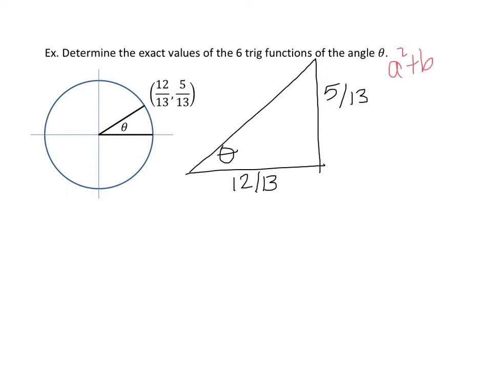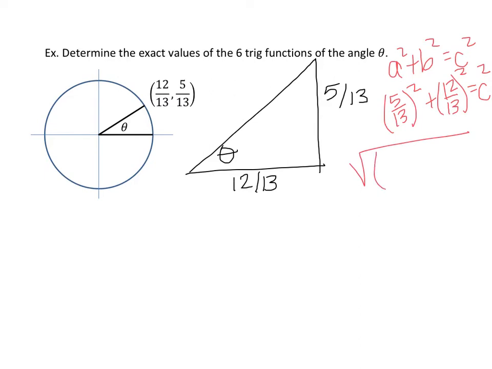A squared plus b squared equals c squared. So we're going to take a and b are interchangeable. So 5/13 squared plus 12/13 squared. That's going to equal our c squared. So I need to figure out that fraction, take the square root of that. So I'm taking the square root of 5/13 squared plus 12/13 squared. Comes out to be 1. A lot of work for that.